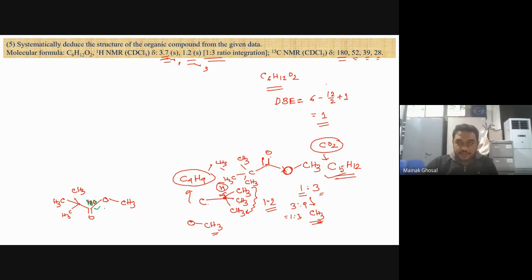Which one should be 52? Whatever I have told you, go to the structure. This methyl is highly deshielded, so it is attached to some oxygen. This one is also deshielded, but it is attached to a carbonyl, whereas this is directly attached to oxygen. So this is highly deshielded. So this will be 39, and this one will be 28. So this is the structure. This is an ester, and this is matching with your 13C NMR and 1H NMR data.